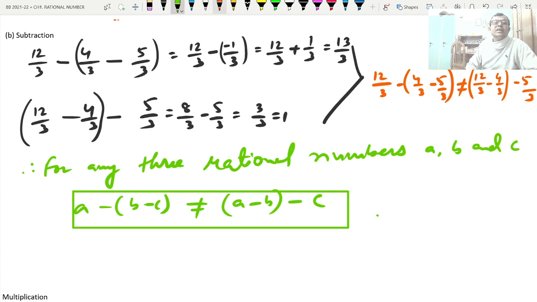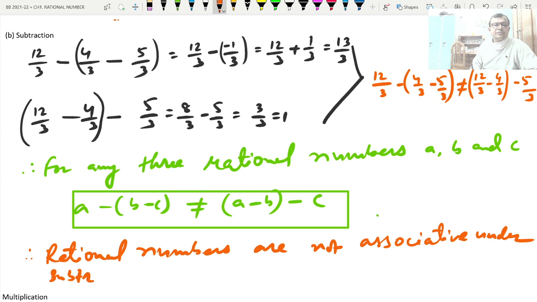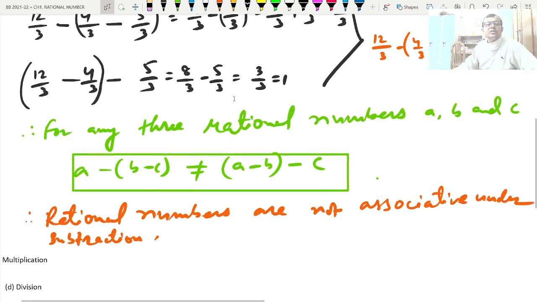Therefore, what can we say? Therefore, rational numbers are not associative under subtraction, not associative under subtraction. Understood?